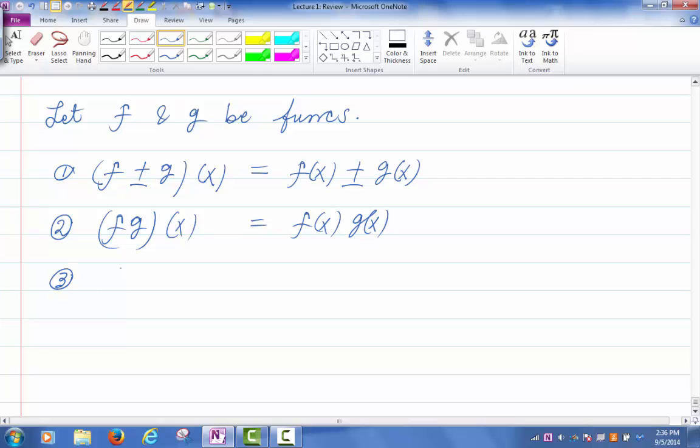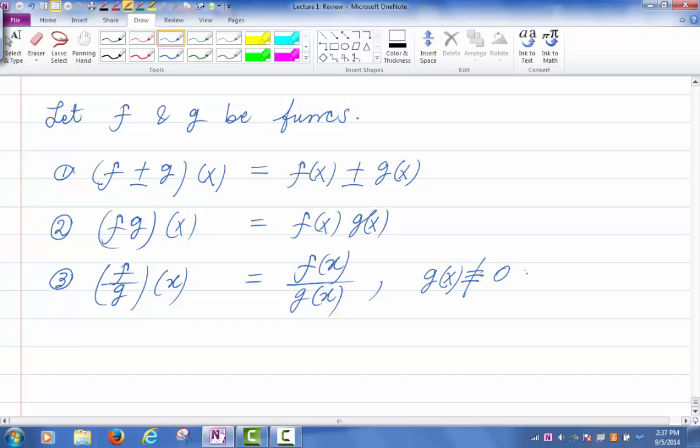Three, f divided by g evaluated at x, which is f of x divided by g of x. Now in this case I have to put in an extra condition that g of x is not the zero function. You don't want g of x to be the zero function, otherwise it's obvious that you don't want to have the zero function in the denominator.